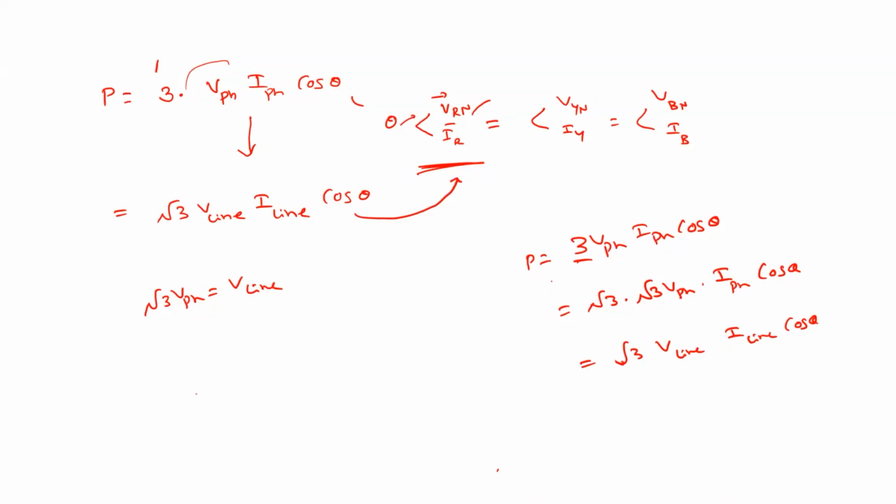So this angle is between VRN and IR. So don't confuse with that. Don't think that this theta is the angle difference between V line and I line. So that is wrong.